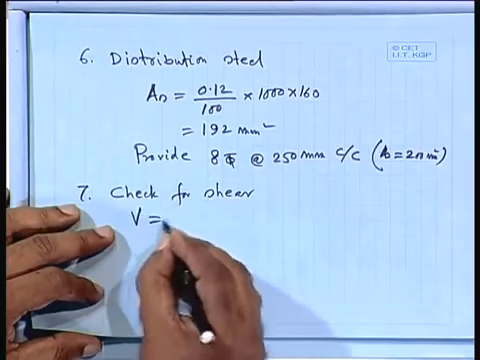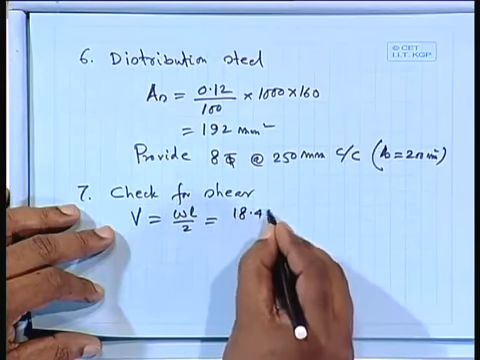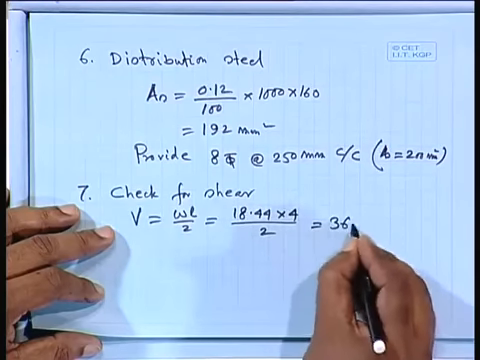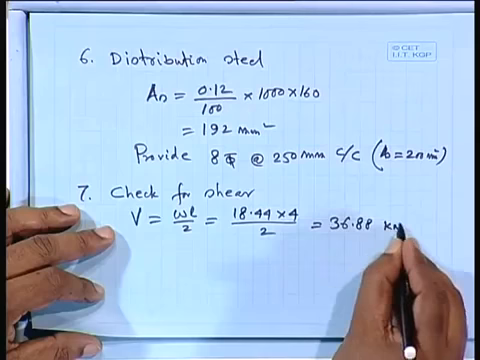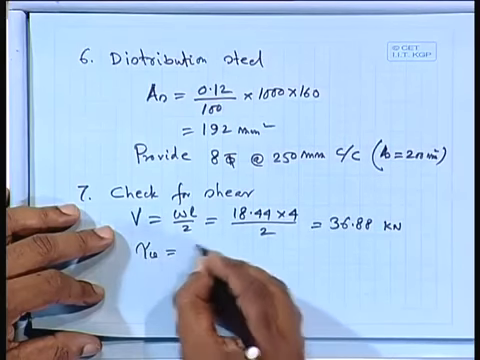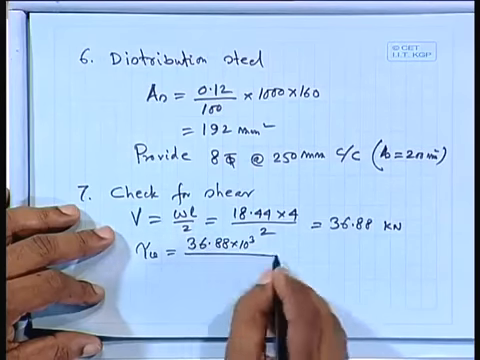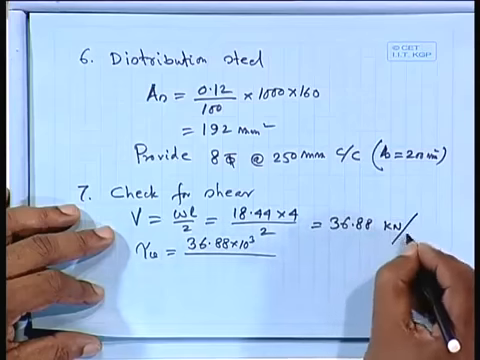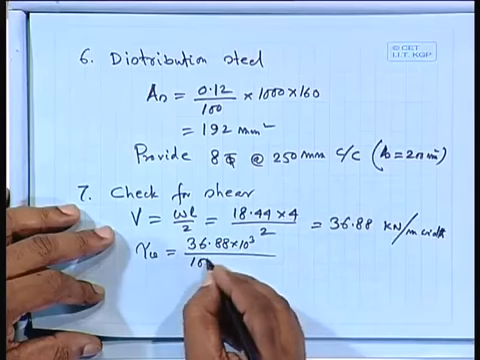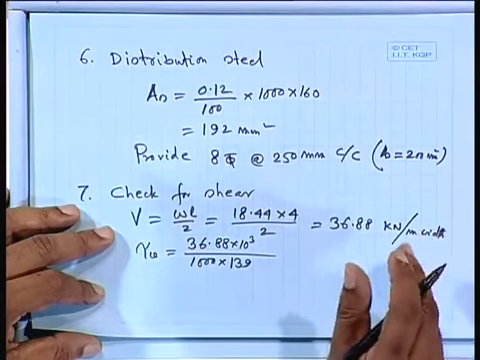So shear force V will be equal to WL by 2, equal to 18.44 times 4 divided by 2, equal to 36.88 kilonewton. So tau V equals 36.88 into 10 to the power 3, thereby we are taking this one per meter width. So 1000 times 100.